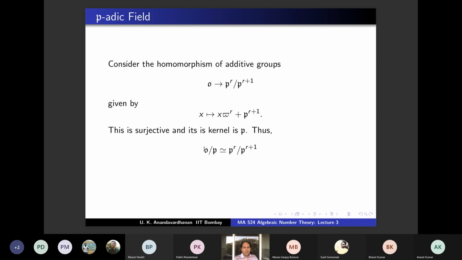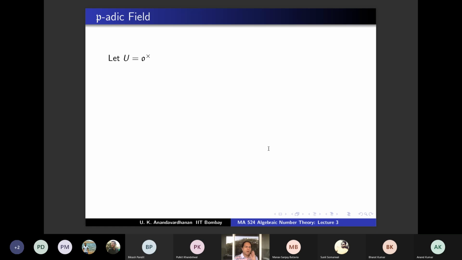So O by p is a field, no? O by p is a field because p is the unique maximal ideal. O by p is a field, but the additive group of this field is isomorphic to each successive quotient. That's one observation as additive groups. And let's do one more thing and then we will stop.